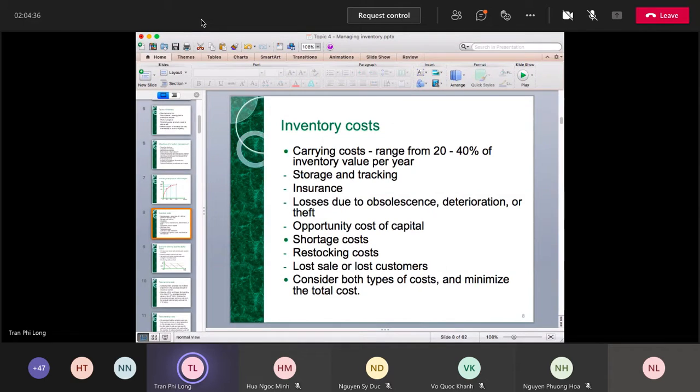This slide tells you about the inventory cost. We have carrying cost and we have the shortage cost, and we need to minimize the total cost.